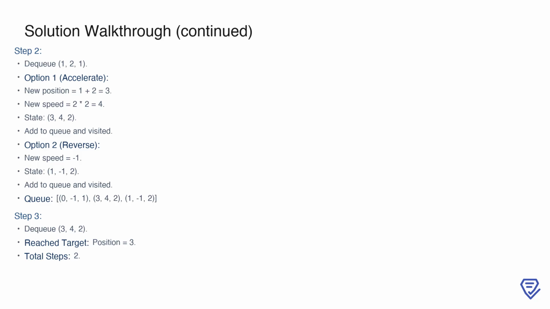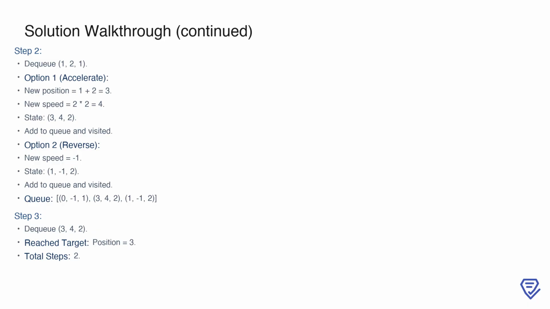In the next step, we dequeue the state 1, 2, 1, and again evaluate the two possible actions. Accelerating moves the position to 3, doubles the speed to 4, and increases the steps to 2, resulting in the state 3, 4, 2. This state is added to the queue and the visited set. Reversing, on the other hand, changes the speed to -1 while keeping the position at 1 and increasing the steps to 2, which gives the state 1, -1, 2. This state is also added to the queue and visited set. The queue now contains 0, -1, 1, 3, 4, 2, 1, -1, 2.